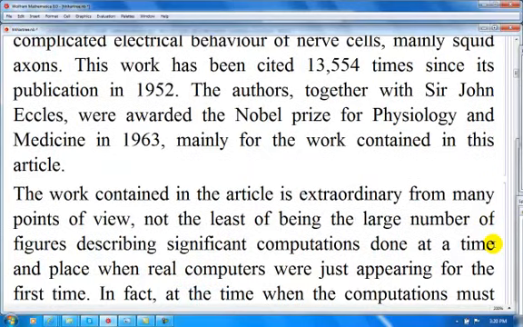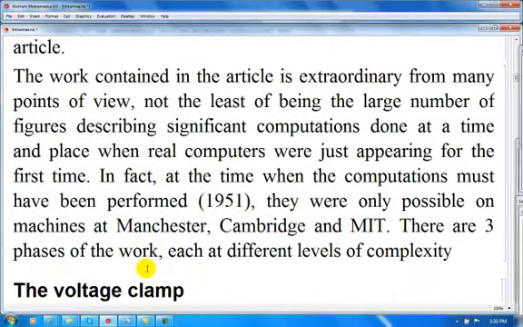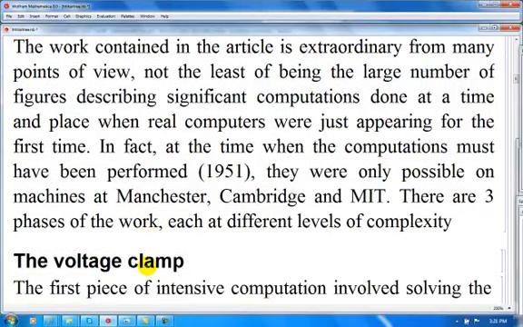So the work contained in the article is extraordinary from many points of view, not the least of being the large number of figures describing significant computations done at the time and place when real computers were just appearing for the first time. In fact, at the time when the computations must have been performed, 1951, they were only possible on machines at Manchester, Cambridge and MIT. And there are three phases of the work, each at different levels of complexity.